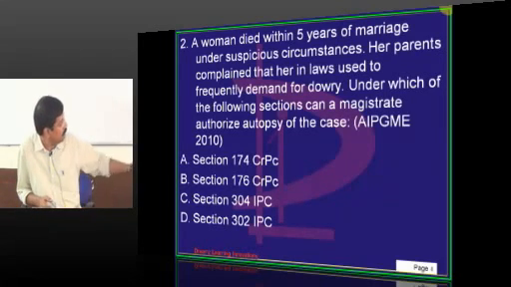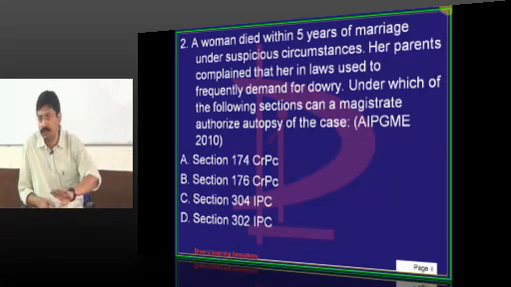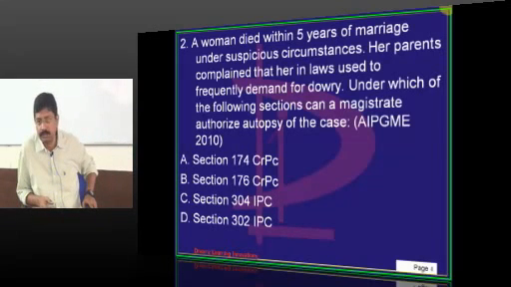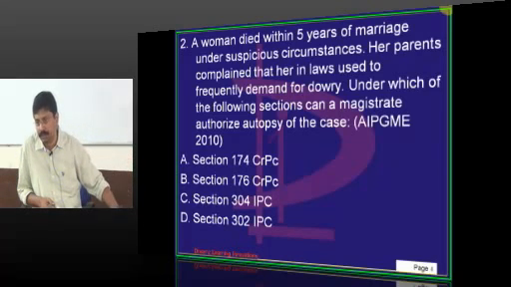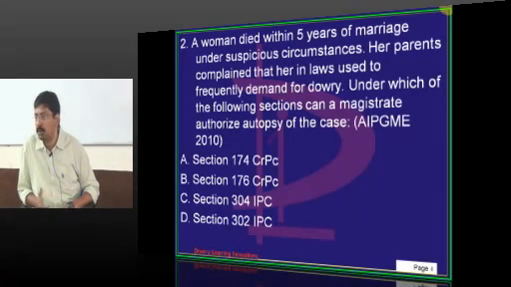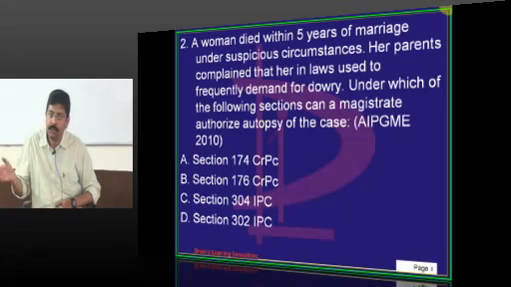302 and 304 you can never forget. 302 is punishment for murder. 300 is the definition of murder. 304 is culpable homicide not amounting to murder. There is no intention on the part of the person who is doing that act. That is called culpable homicide not amounting to murder. There is no pre-planning in culpable homicide not amounting to murder.